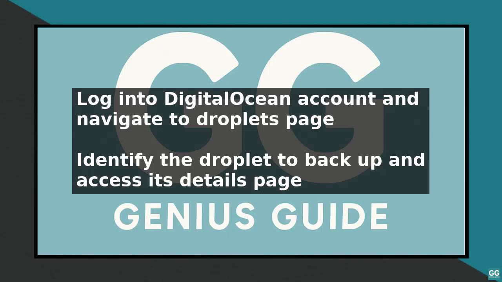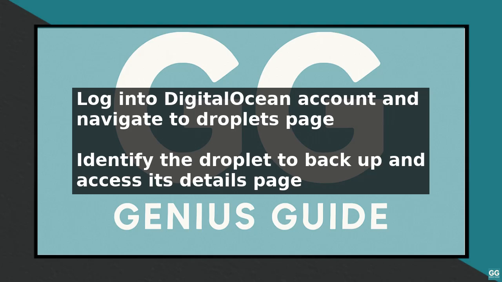To create DigitalOcean Droplet backups, start by logging into your DigitalOcean account and navigating to the Droplets page. Here you will see a list of all your existing droplets. Identify the droplet you want to back up and click on its name to access its details page.